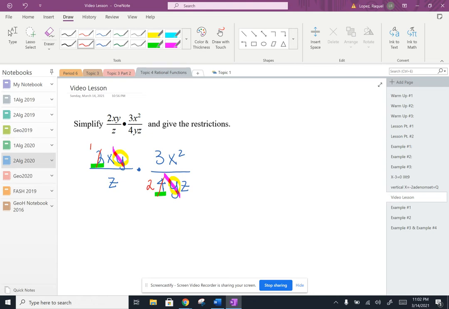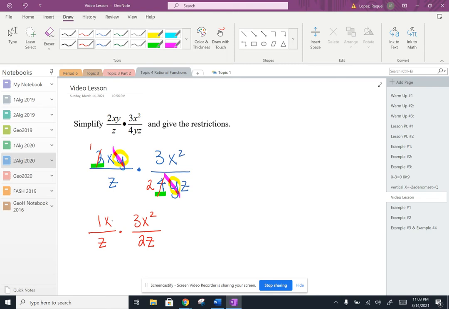Okay, this is starting to look a little messy, so I'm going to rewrite this with everything I've got left over just to see what else I've got to do. So I've got 1x over z times 3x squared over 2z. All right, so now that I'm looking at this, I see that I can't cancel anything out, so I can just multiply these two fractions straight across.